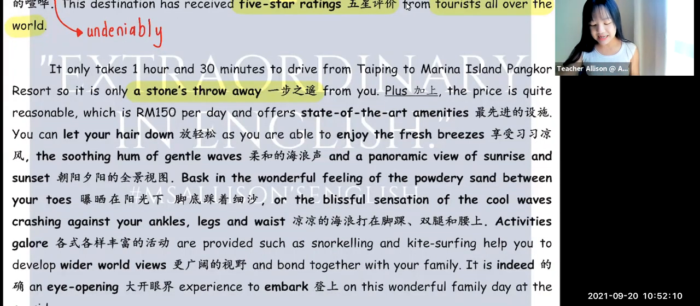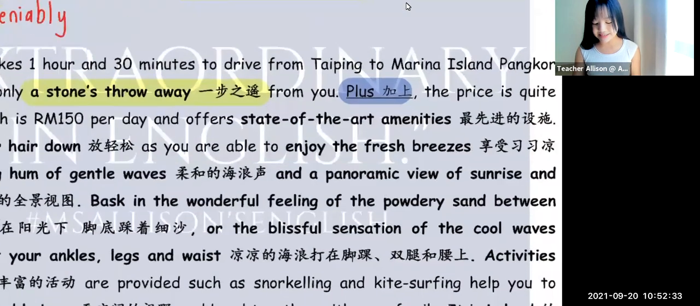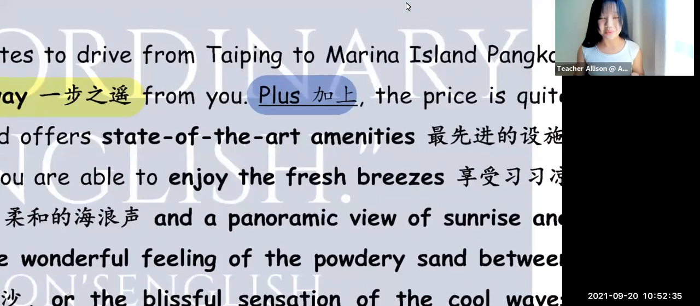Plus, okay, another very smooth linker. Linkers can sometimes be a little bit informal, like plus, it has a 5-star rating, plus you get to enjoy the view or whatsoever. So plus, the price is quite reasonable, which is 150 per day, and offers state-of-the-art amenities. This one is an amazing, amazing word. I always love the phrase state-of-the-art. It just sounds so posh and luxurious. But if you're wondering, teacher, what on earth is state-of-the-art amenities?